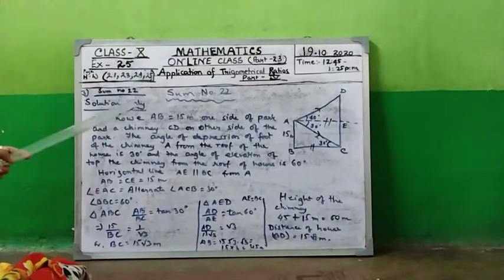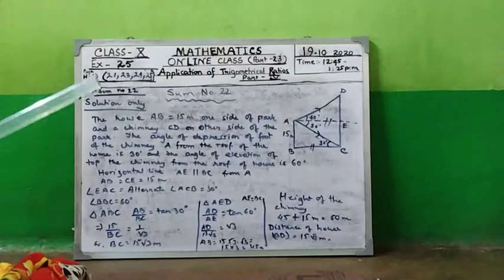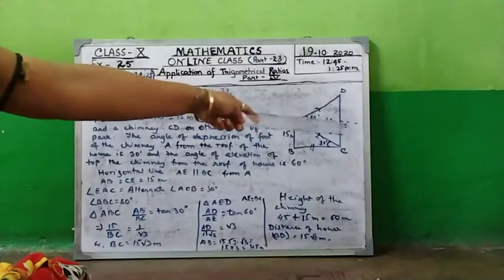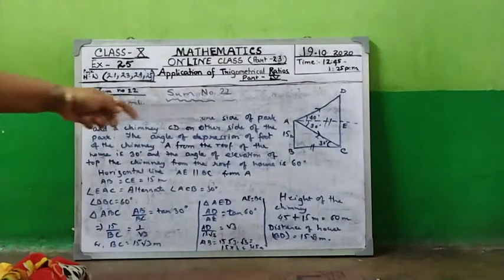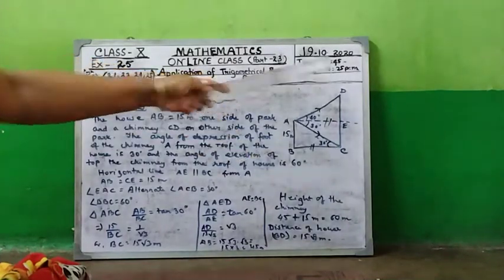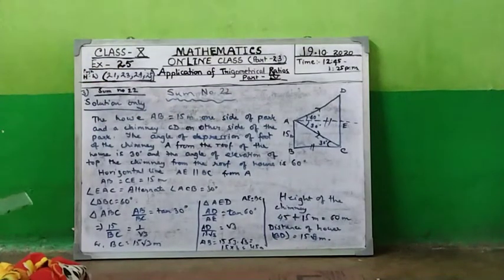The house AB is 15 meter, one side of the park and the chimney CD on the other side. So this is the house, this is the chimney, and from the top of the house I am watching the foot of the chimney and the top of the chimney. So the angle of depression of the foot of the chimney C from roof of the house is 30 degree and the angle of elevation of the top of the chimney from the roof of the house is 60 degree.